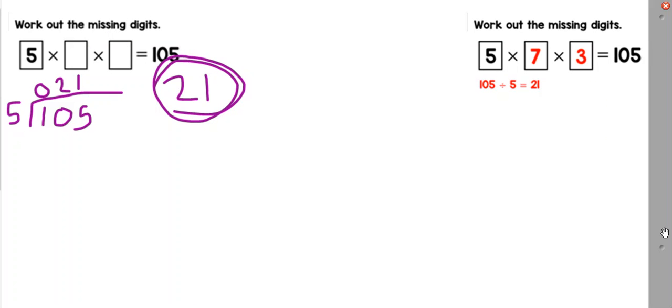Okay, so let's have a look at the answers. So your missing numbers are 7 and 3. Okay, so you do 105 divided by 5 to find out how much you've got left over. Okay, and then whatever you've got left over, you need to find two numbers that multiply together to make that leftover number. So 7 times by 3 is 21. Well done if you got that correct.